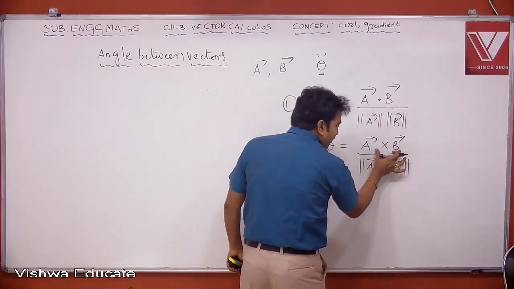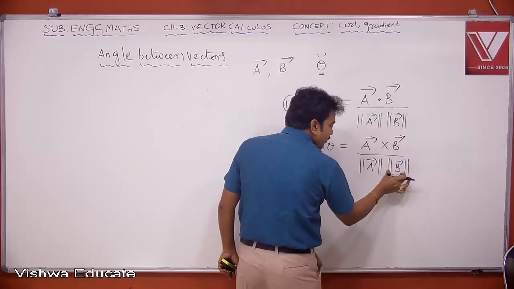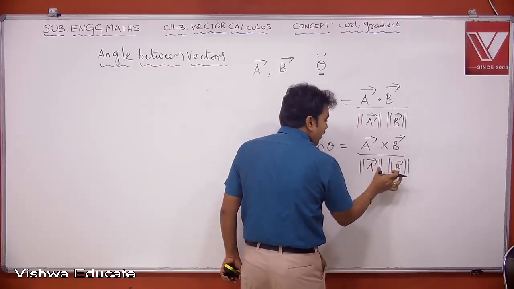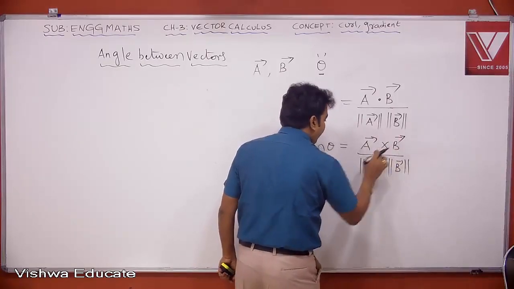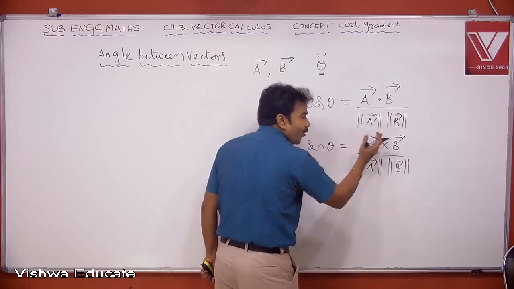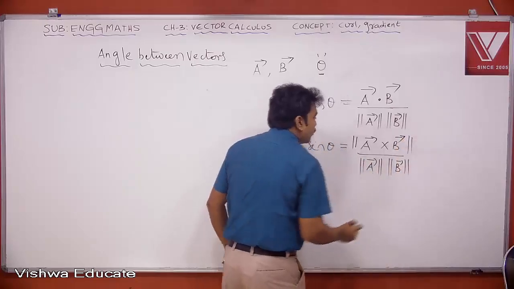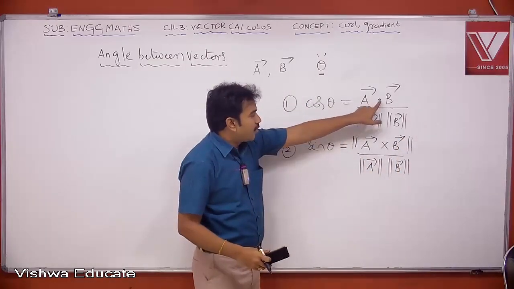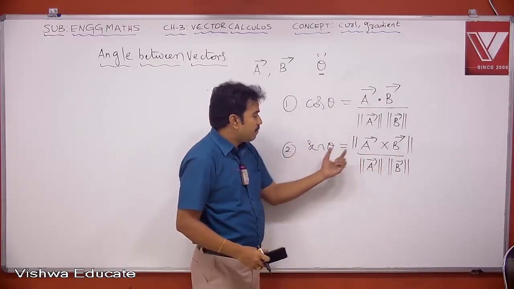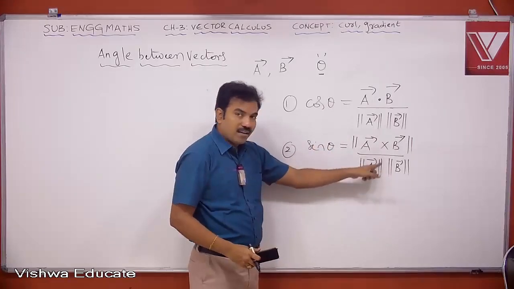This is a vector. Cross product of two vectors is a vector. This is a scalar. So when a vector is divided by a scalar, the result is a vector. Sine theta is some constant. How can a constant be equal to a vector? So therefore this must be length. So when the dot product is replaced by the cross product, then cos theta is replaced by sine theta. So you will get the result like this.